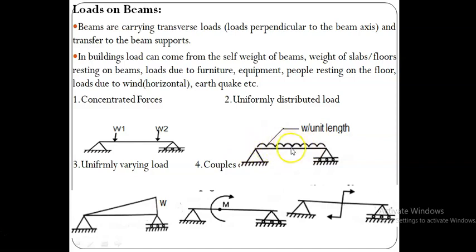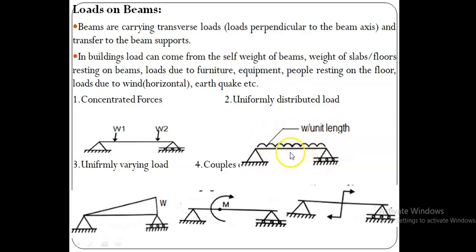Suppose the span of this beam is 3 meters, and it is subjected to 10 kilonewton per meter. Thus this load should be represented as W per unit length, like 10 kilonewton per meter. The total span of the beam is 3, and therefore the total load is 3 into 10 kilonewton per meter. So the total load acting on this beam is 30 kilonewton.